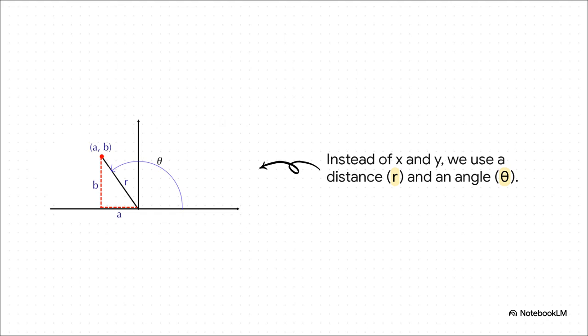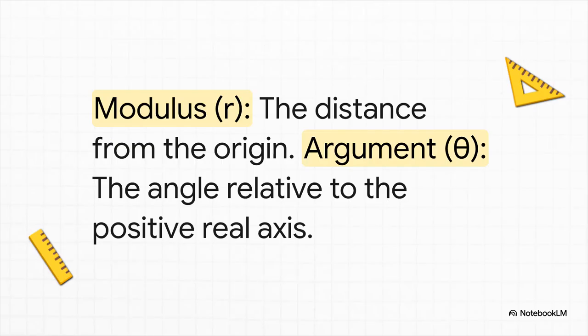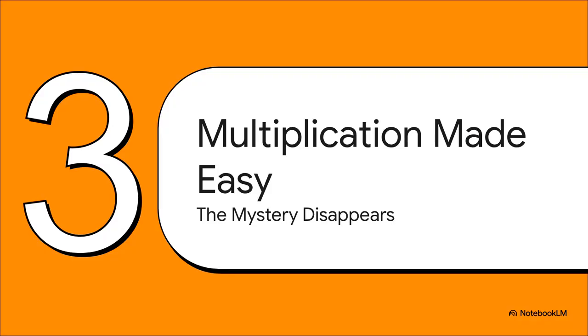And that's the shift we're going to make. Instead of describing a complex number by how far over and how far up it is, we're going to define it by two totally different things. Its distance from the center, which we'll call r, and the angle it makes, which we'll call theta. Now, these two pieces have some official names. The distance r is called the modulus. That's really just a fancy word for its length or its absolute value. And the angle theta is called the argument, which just tells us which way it's pointing. So, why on earth did we go through all that trouble? Well, because with this new system, the entire mystery of multiplication just evaporates.